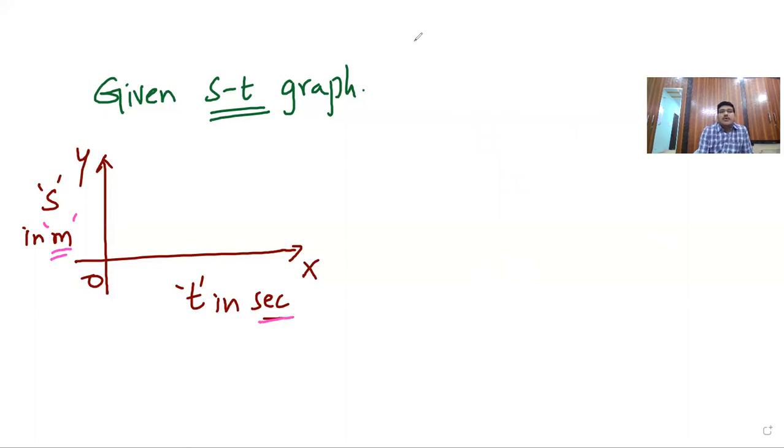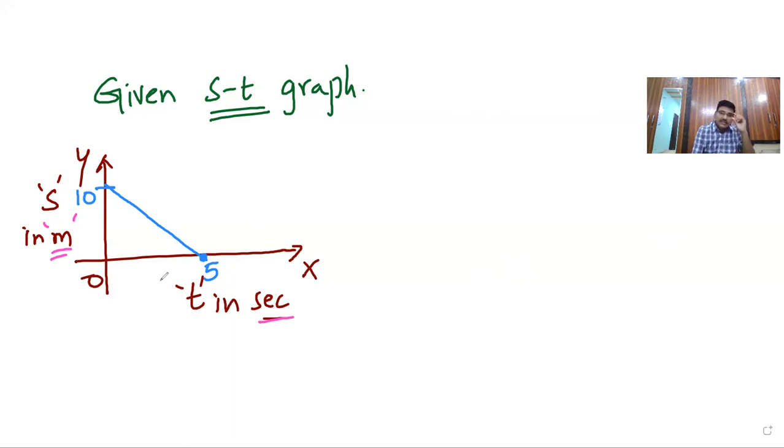Clear? Now, what was the graph? A straight line. Here it is 5 seconds, here it is 10. Now, from the displacement time graph, you have to find out the velocity time graph. What is being asked? Given is a displacement time graph, you are required to find out the velocity time graph. Clear? Now, let us first analyze this graph.